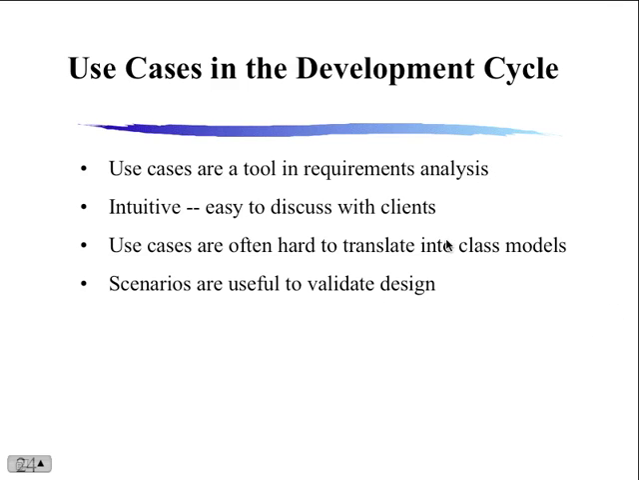So we have a tool in requirements analysis, easy to discuss with clients, often hard to translate into class models. So we don't have diagrams that can easily translate from one to another, which is the other interesting part about UML as a side point. Not only do we have a huge variety, they don't translate very well. It's hard to take a use case scenario and turn it into an object diagram or a class diagram, or vice versa. But you get that in a lot of different languages as well, or different methodologies, I should say. Scenarios are also useful for validating designs and for validation testing.